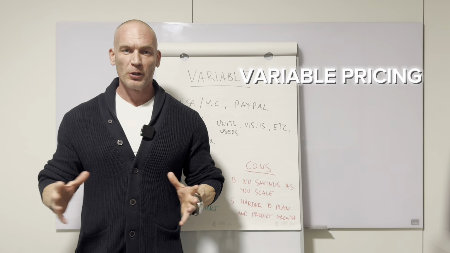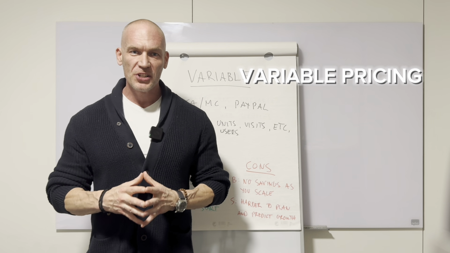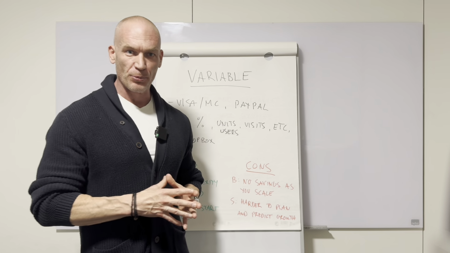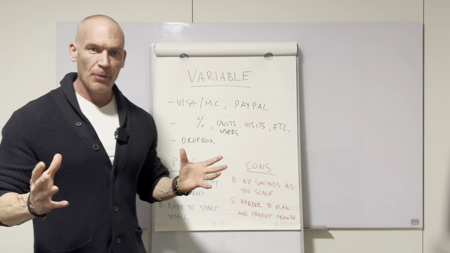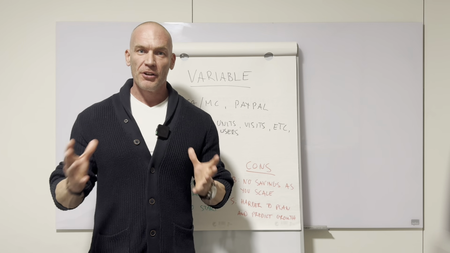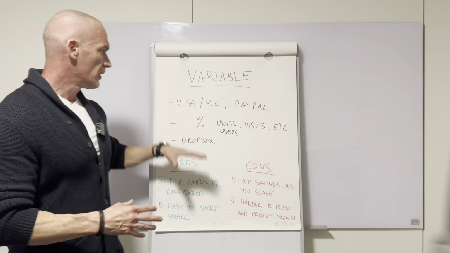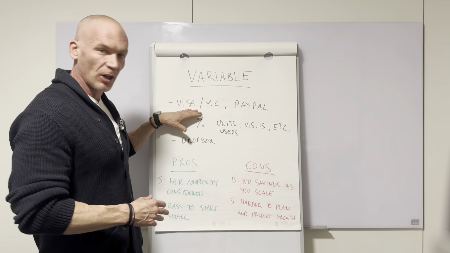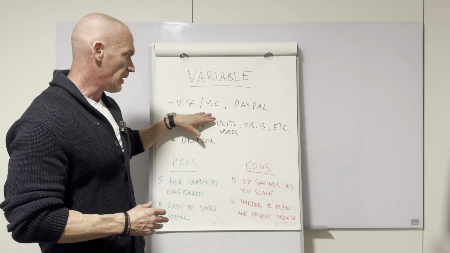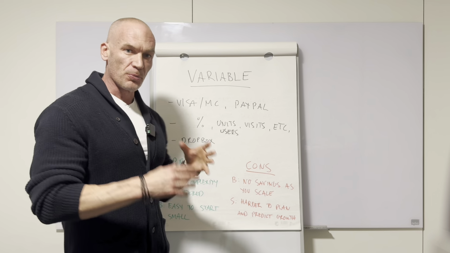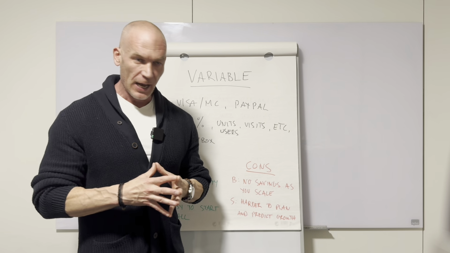The second model is variable pricing, where pricing changes based on the usage of the product or the service. It could be the number of units, visitors, features used, and so forth. A good example of this is your Visa or MasterCard processing fee, or your PayPal. They charge a percentage of each and every transaction.